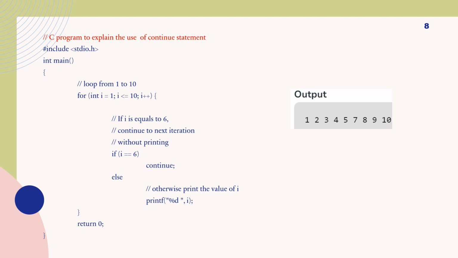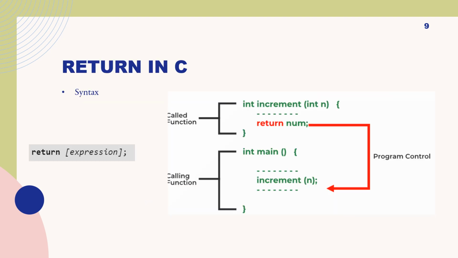So here you have the program. You can see the main function. It includes a for loop which iterates the values from 1 to 10, and if i is equal to 6, it has to continue, otherwise it has to print the value of i. So in this case, i changes from 1 to 10, and the output of this specific program will be 1 to 10.